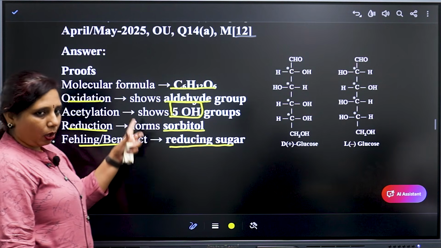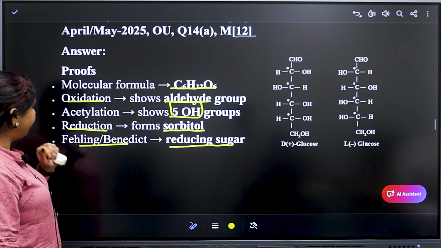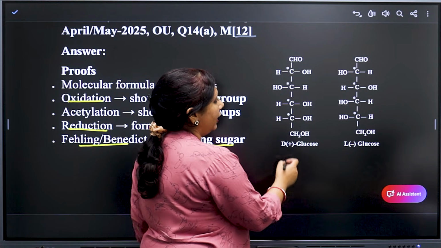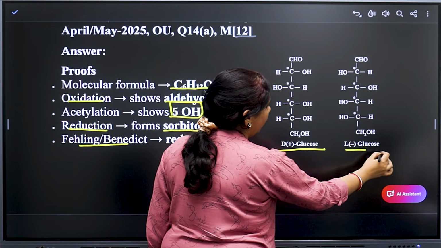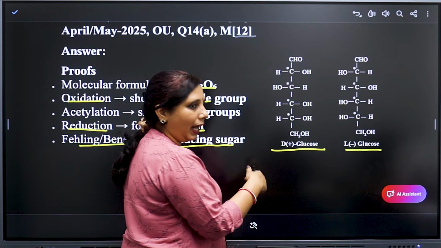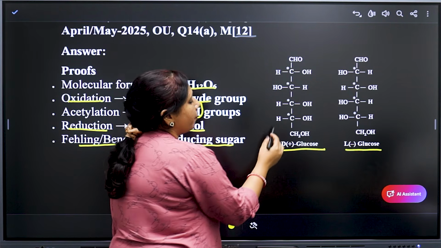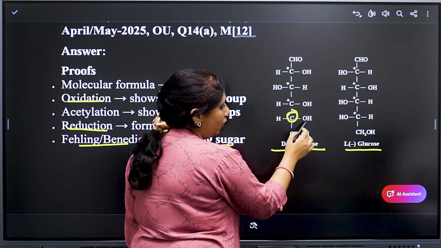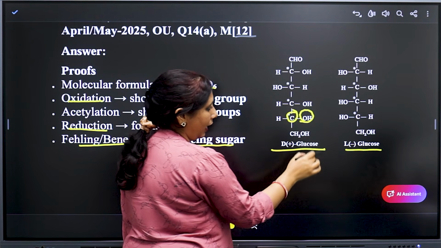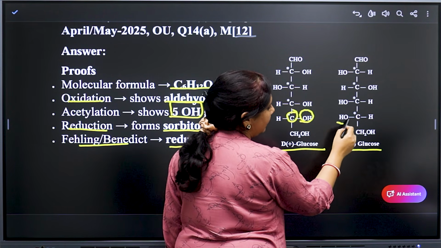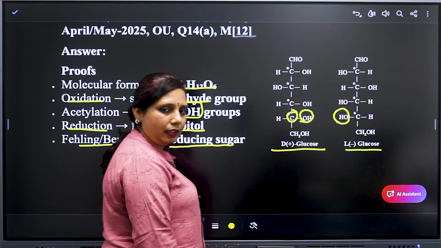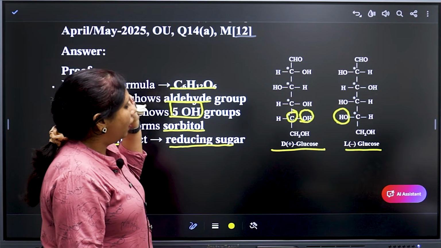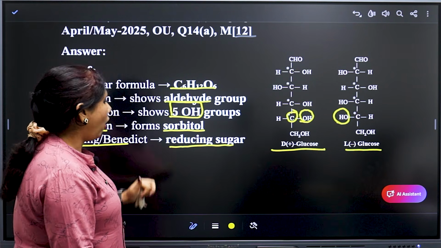So all these 4 points will make us understand that glucose is a straight chain compound which has 2 forms, D and L. That means the 5th carbon has D-glucose has hydroxy group on the right side and L-glucose has hydroxy group on the left side. So this evidence shows that glucose is a straight chain compound.